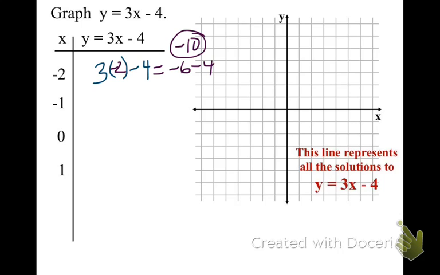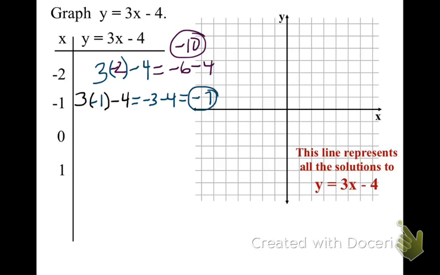Then I have to do it again. So let's see, 3 times x minus 4. What value am I going to be plugging in? I'm going to be plugging in that -1. Let's plug in -1. See, 3 times -1 is -3. -3 minus 4 is going to give me a -7. There's my other y value.